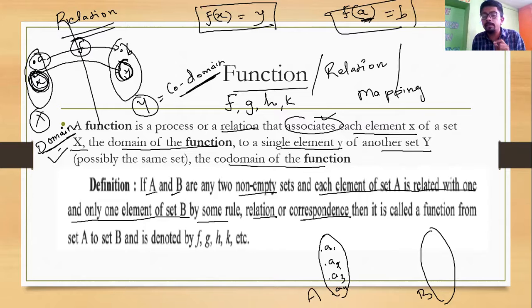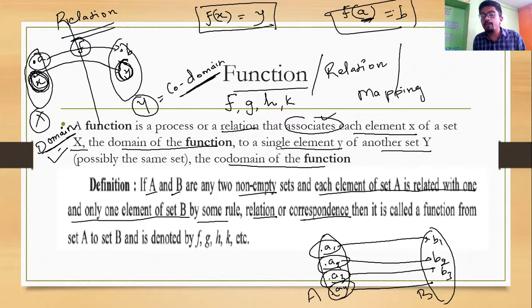So what does it mean? Every element of A, that is a1, a2, a3 and a4, is related to an element of B. Like for a1 we will have b1, for a2 we will have b2, for a3 we will have b3, and for a4 we will have b4. So here each and every element is related to some element in the set B.